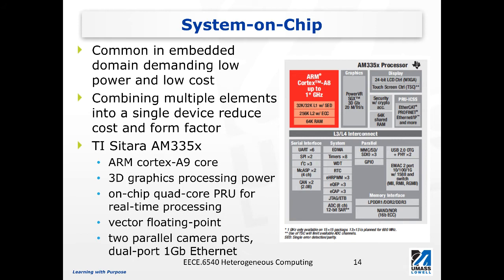On this chip, it has an ARM Cortex-A9 core. Along with it, there is a 3D graphics processing unit. Also, you can see that there are many other interesting on-chip units built into this processor for different purposes. For example, there is an on-chip quad-core programmable real-time unit for real-time processing. It has a vector floating point computation unit.